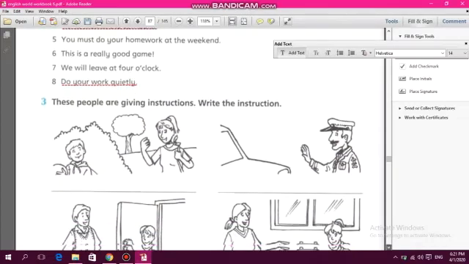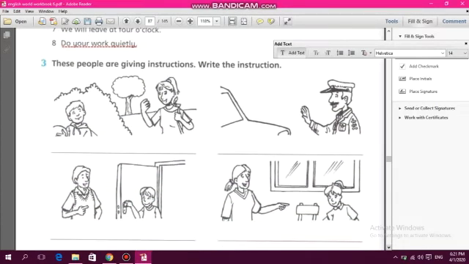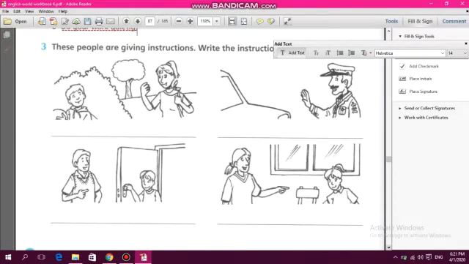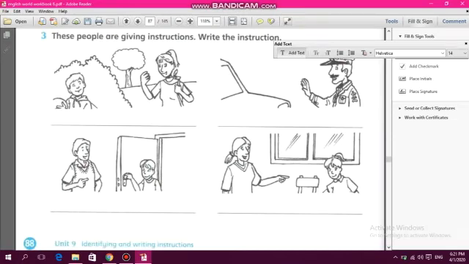Now let's move to question number 3, the last question here in this page. You should give instructions. These people are giving instructions. Write the instruction. يعني بدنا إحنا نكتب تعليمات. The first one. We have a boy as you see, and there is a woman or a girl. She is making something in her hand. يعني come here. Come here. At the end of the instruction, you should put a full stop. So تعال, عم تحكي له, عم تأشر له.